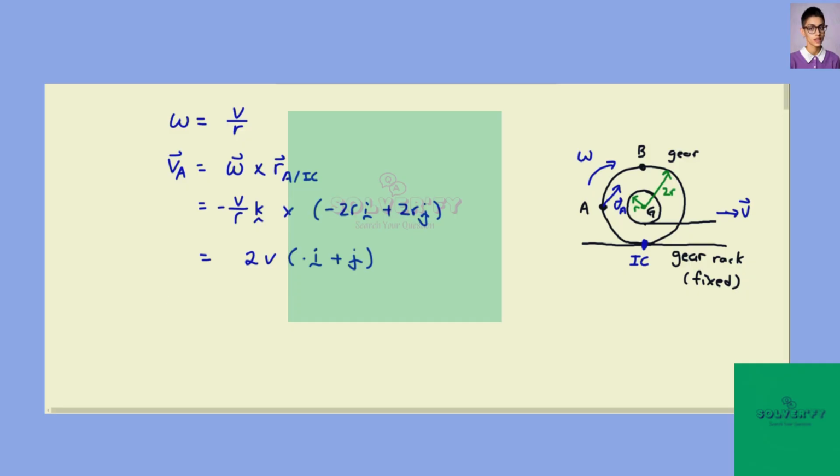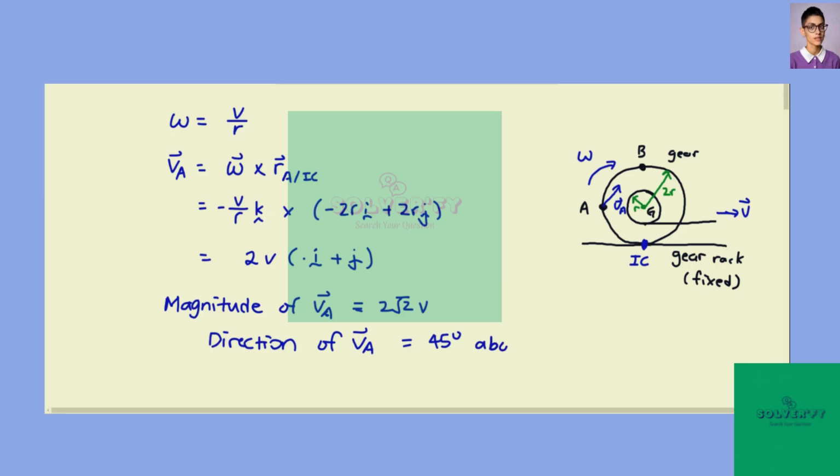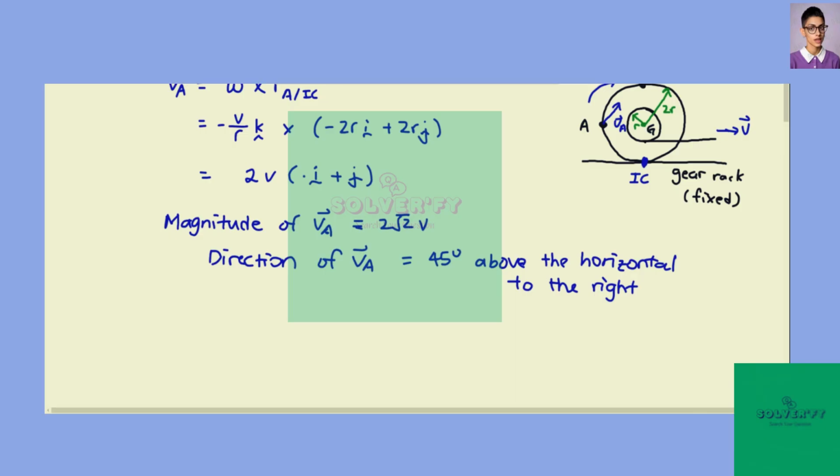Okay, so the magnitude of VA is going to be 2 root 2 V. And then the direction of VA is 45 degrees above the horizontal to the right. Okay, and then just box up the answers for VA.